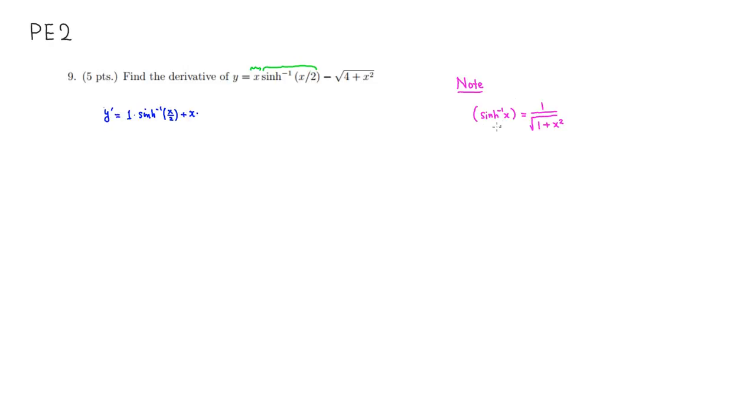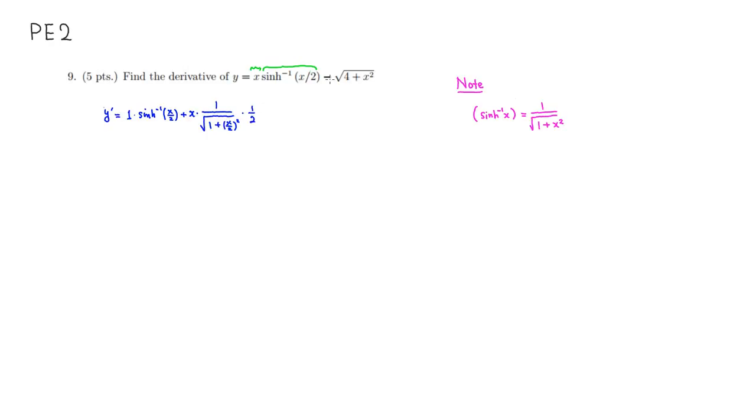The derivative of the inverse hyperbolic sine of x is 1 over the square root of 1 plus, in this case, the inside function is x over 2, so you have x over 2 squared. Then you have to multiply by the derivative of the inside function, so the derivative of x over 2 is 1 over 2. This is just the chain rule here.